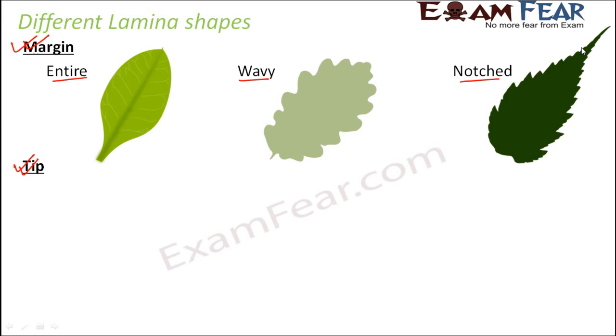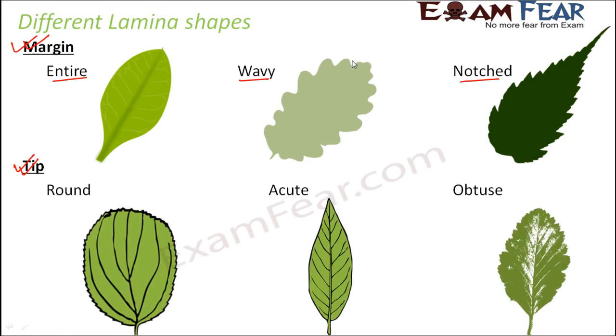Again, if I talk about the tip of a lamina, that is just this apex. So again we will see we have a variety of shapes. The first one is round. So the tip of the lamina, this is the tip of the lamina, right? The topmost portion. So the tip is round in shape. When we say acute, that means the tip is very pointed.